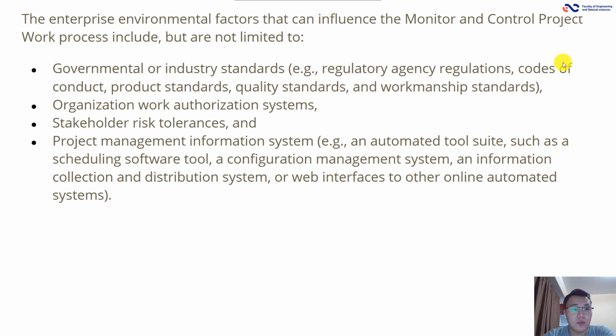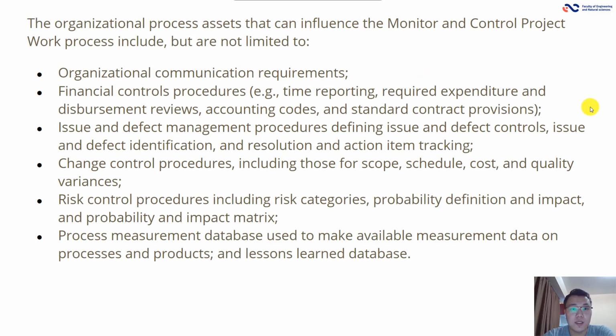The enterprise environmental factors that can influence the monitor and control project work process include, but are not limited to, governmental or industrial standards, organizational work authorization systems, stakeholder risk tolerances, and project management information system. The organizational process assets that can influence the monitor and control project work process include organizational communication requirements, financial control procedures, issue and defect management procedures, change control procedures, risk control procedures, and process measurement database used to make available measurement data on process and products.